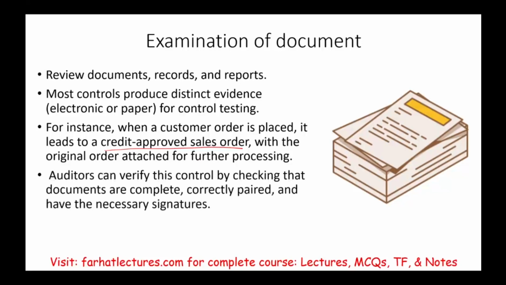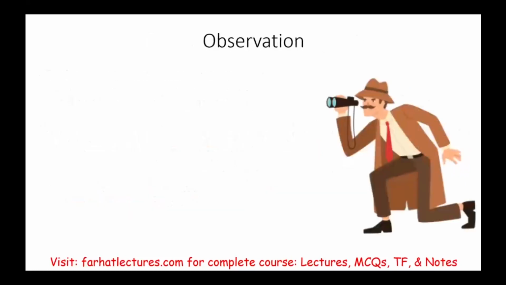Go ahead. Verify this control by checking that documents are complete, correctly paired, and have the necessary signature. Well, if that's what they're doing, look at the document, see if that document shows that. That's another way to test control. A third way to test control is observation. Basically, what's observation? Just looking to see what people are doing.